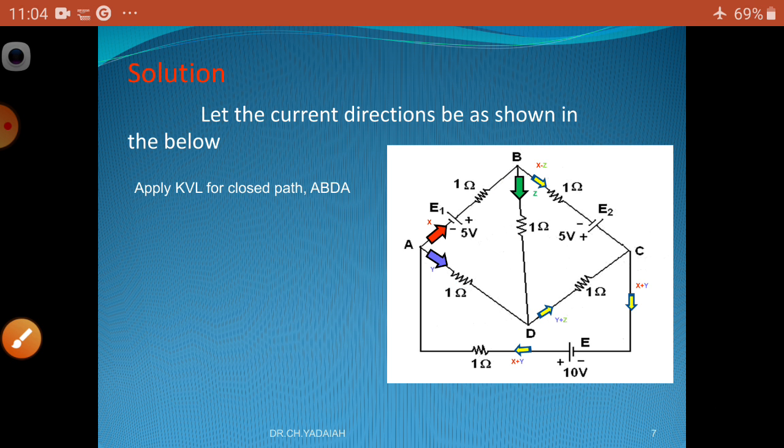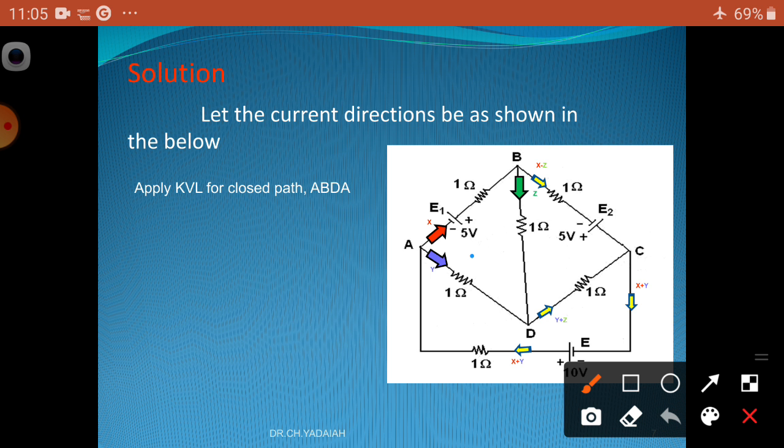Now, what are the values? First, from A to B. Between A and B there are two elements: one is the active element and the other is a passive element. The current is coming in the A to B direction. Now the voltage is minus 2 plus the raised voltage. We take plus E1. Next, what is the loop? We are assuming the loop in this direction.